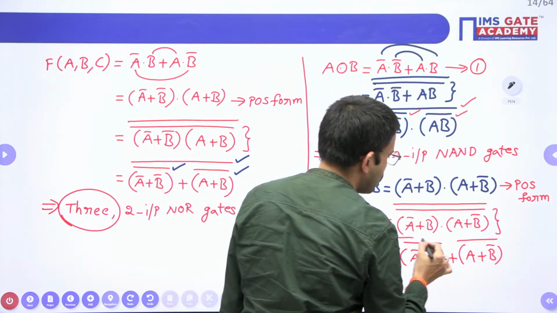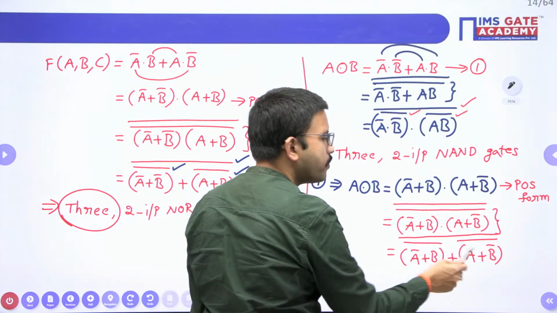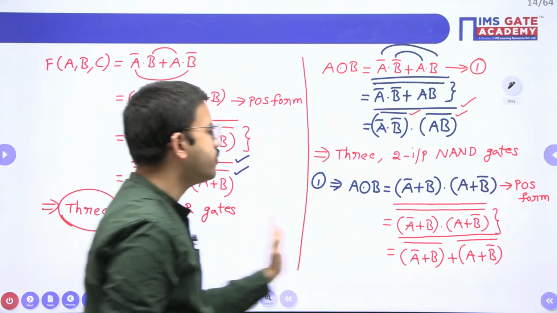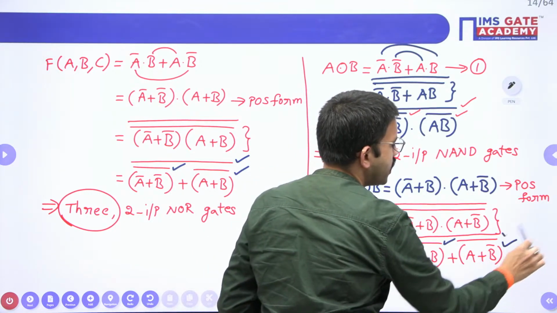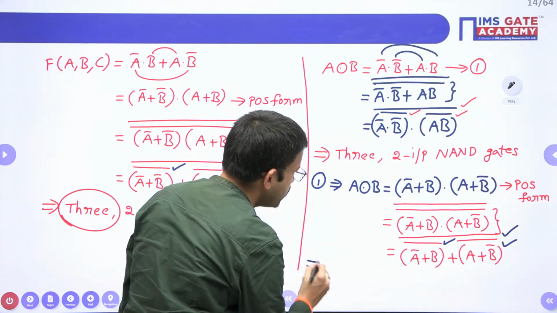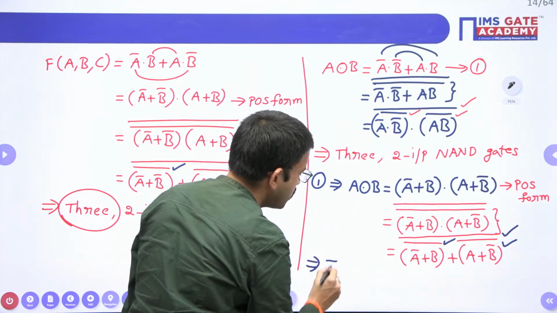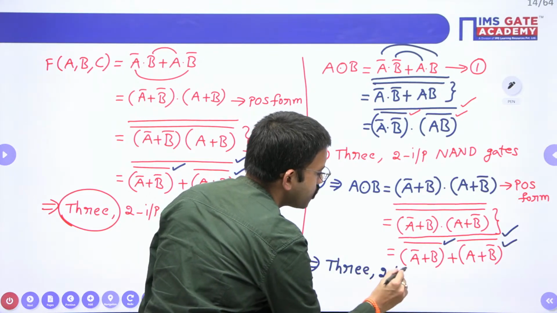And keep the external complement as it is. So here A bar and B bar are already available, so you have no need of any logic gate. You require one NOR gate here, a second NOR gate here, and a third NOR gate here. So for implementing a 2-input XNOR gate, we require 3 2-input NOR gates.